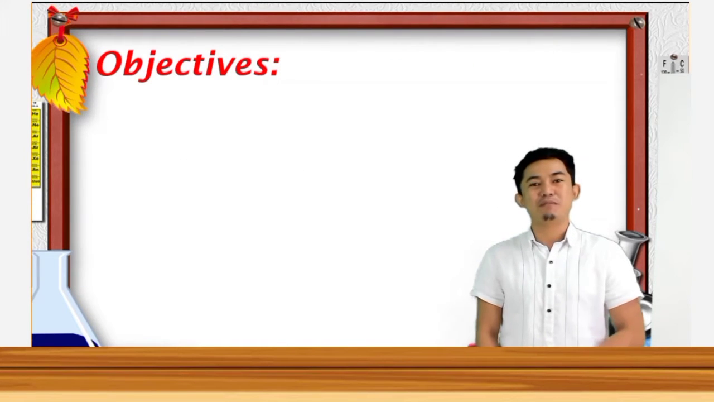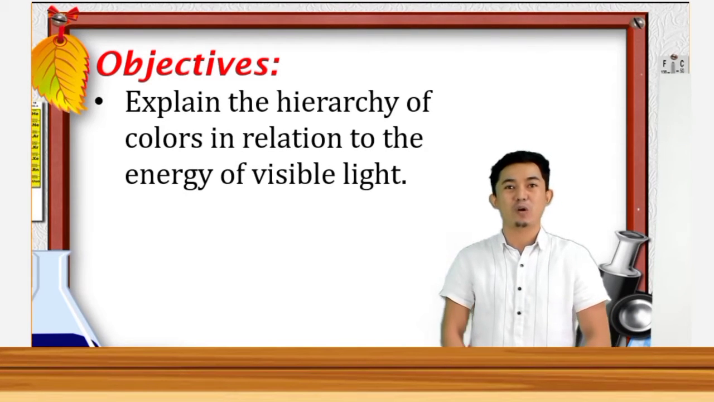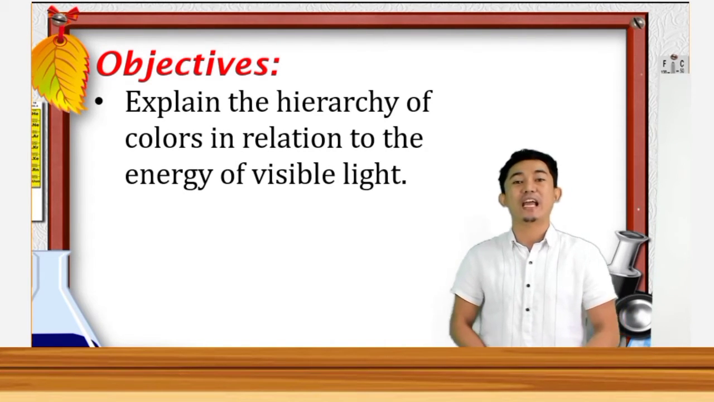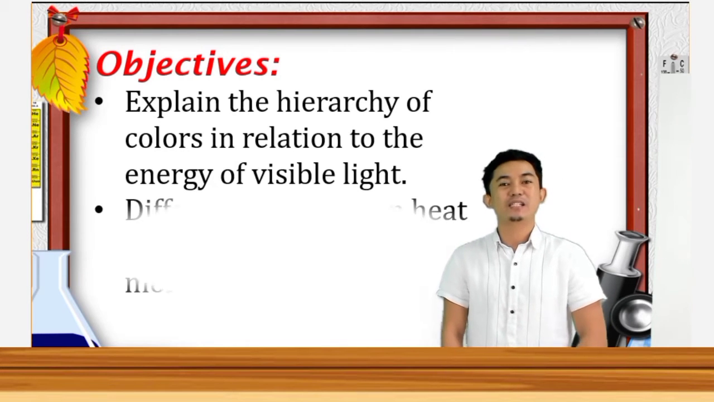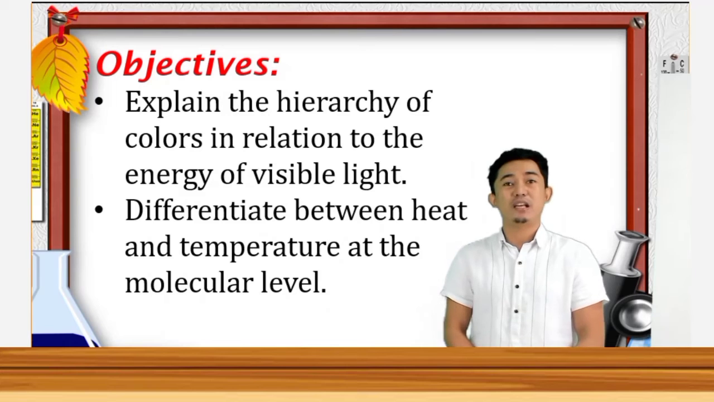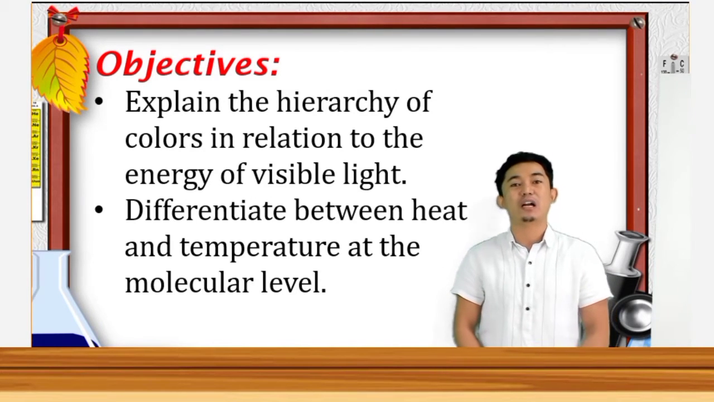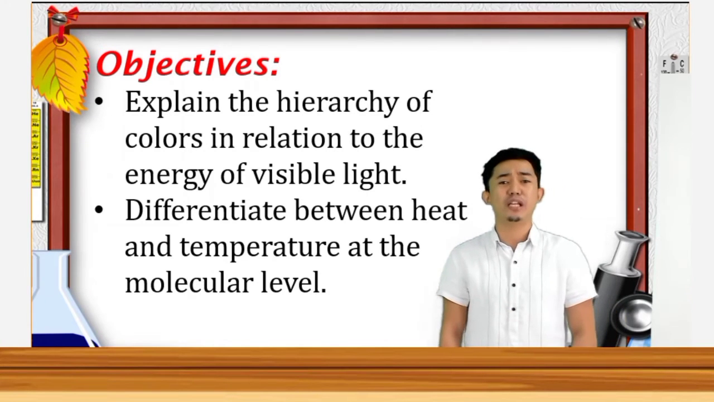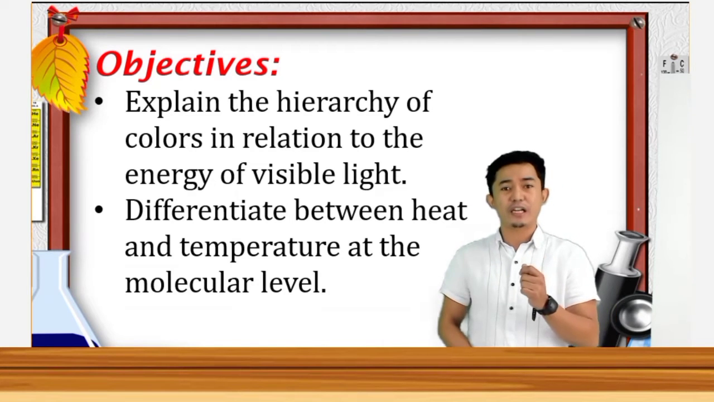Our objectives for this morning are, first, explain the hierarchy of colors in relation to the energy of visible light. And our next objective is to differentiate between heat and temperature at the molecular level. So do not forget these two objectives that we need to target.